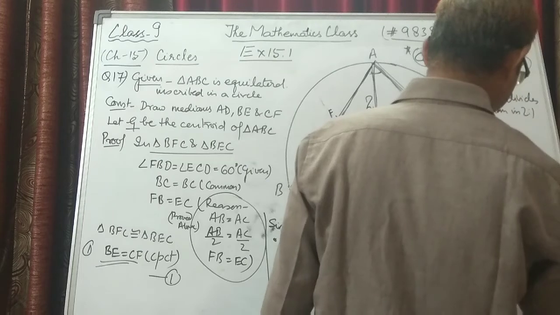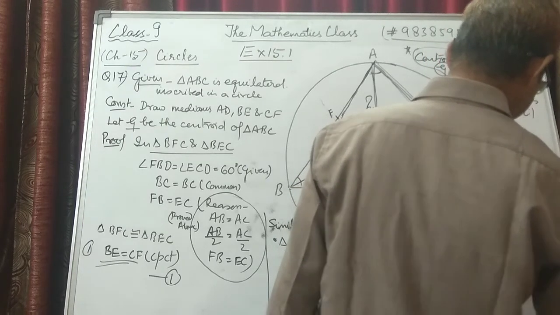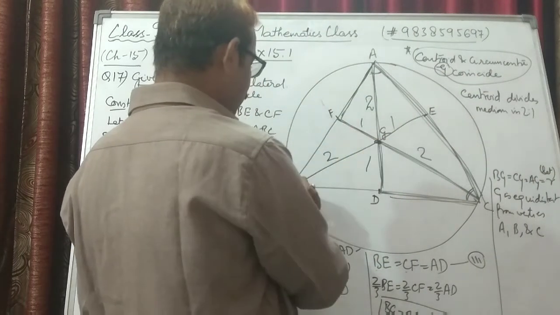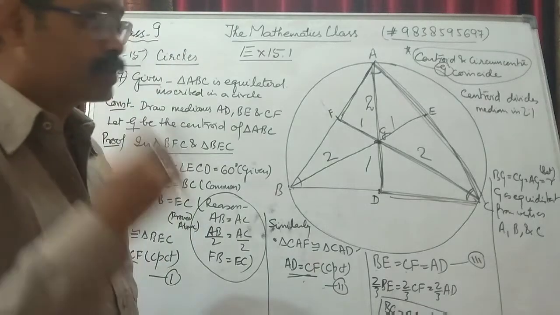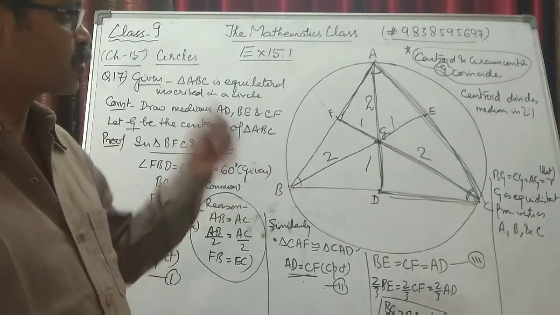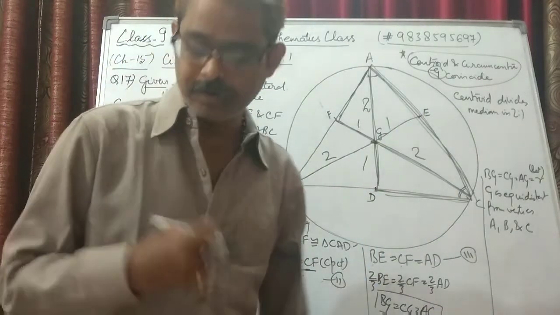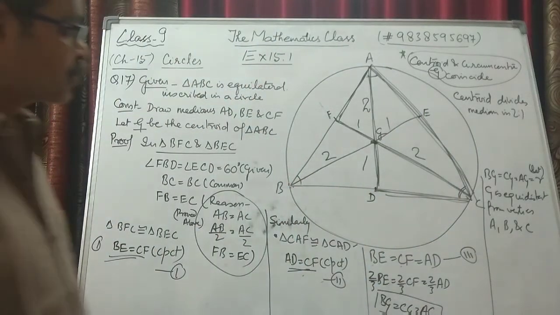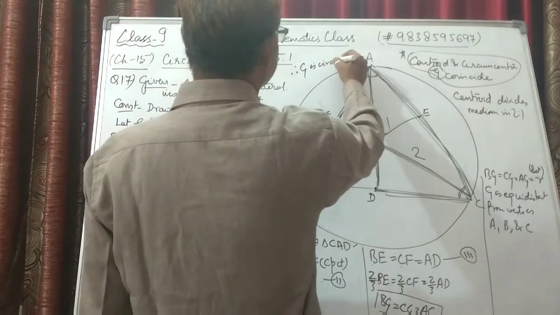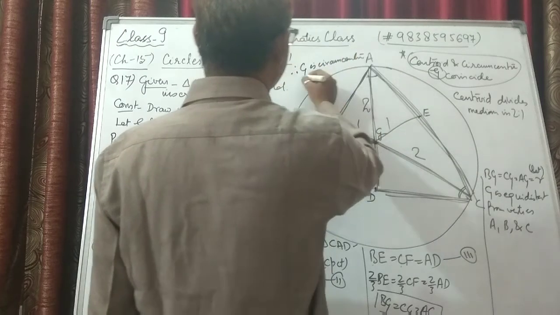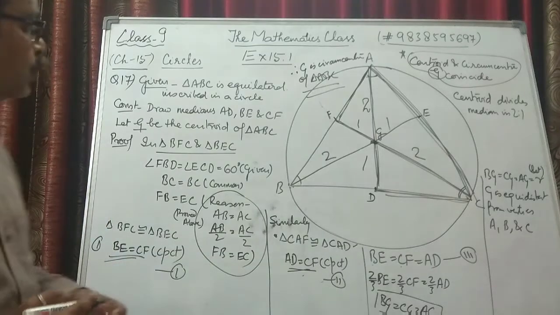We can say that G is equidistant from vertices A, B and C. Now if G is equidistant from A, B and C, it can be considered as the center of the circle. If it is the center of the circle, then G is also the circumcenter of the triangle. Therefore, G is the circumcenter of triangle ABC. So that is the proof of the question.